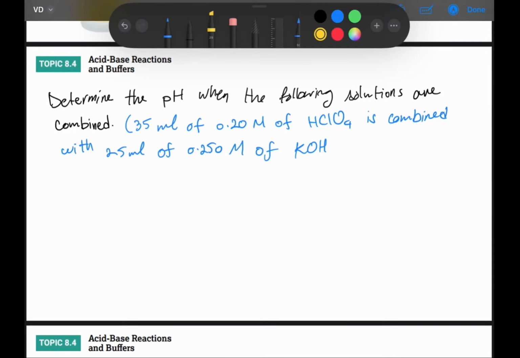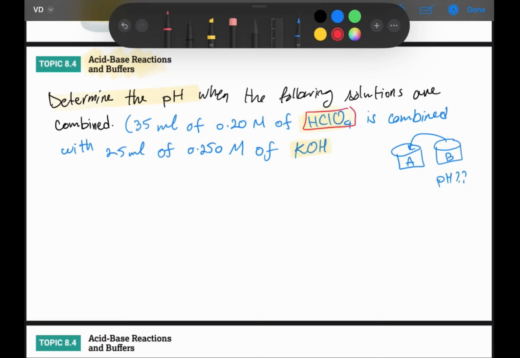Today we start with part 2 of section 8.4, which is all about acid-base reactions and buffers. Today we're going to calculate the pH after combining an acid with a base. As you remember, if we have two solutions, one of them acidic and one of them basic, and we mix them together, what will be the pH after combining these two solutions?